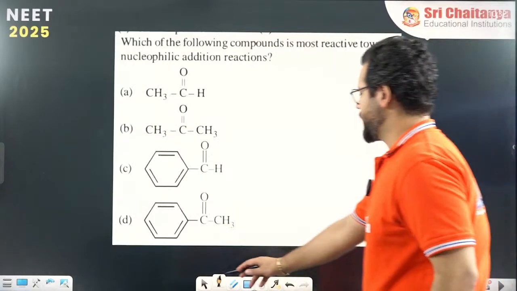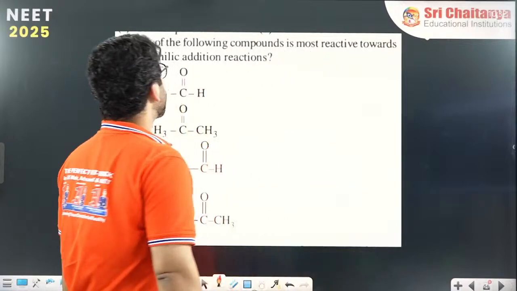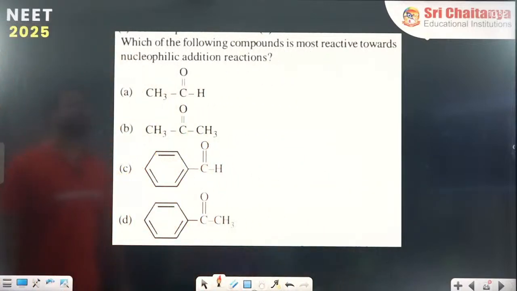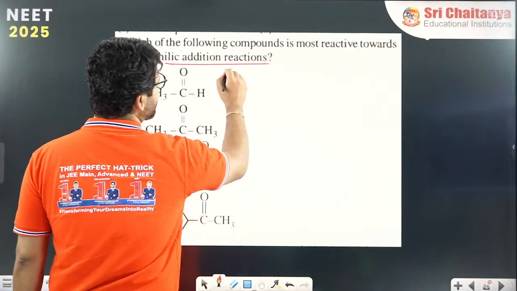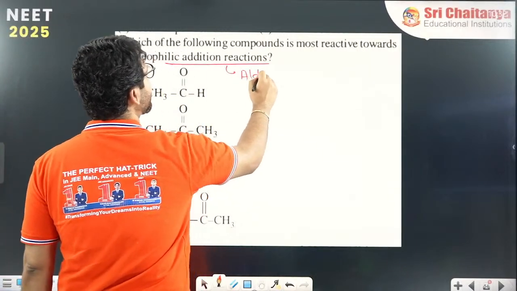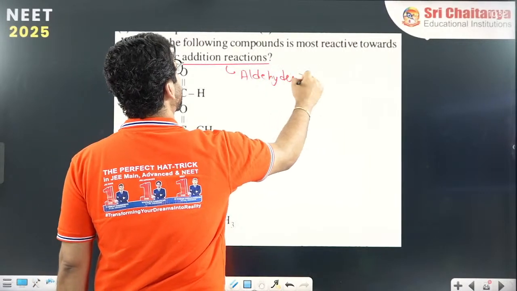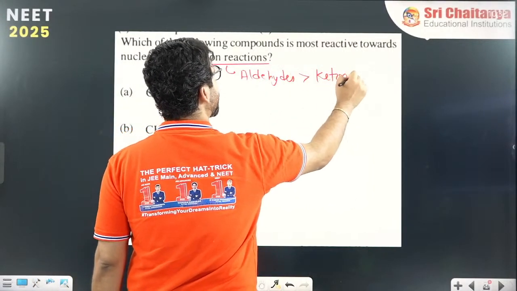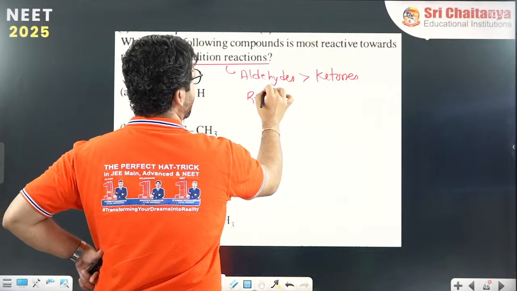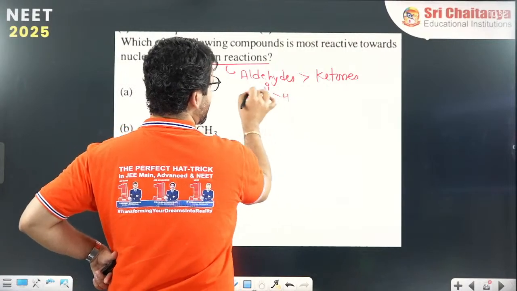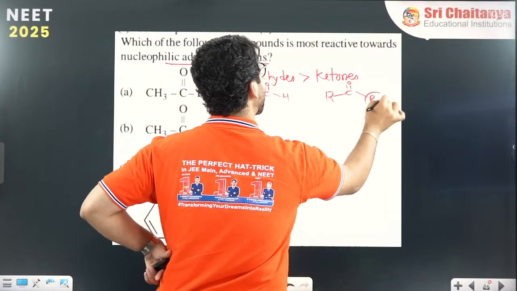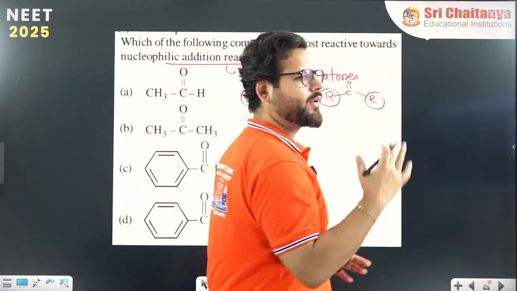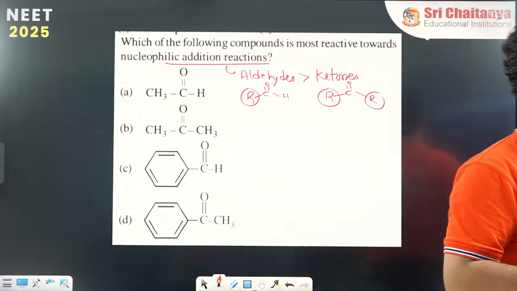Next one says, which of the following compounds is most reactive towards nucleophilic addition reaction? Towards nucleophilic addition reaction, aldehydes are always more reactive than ketones because of less steric hindrance. In an aldehyde, there is an alkyl group on only one side. In a ketone, alkyl groups are on both sides, which makes it very difficult for the nucleophile to enter and attack.